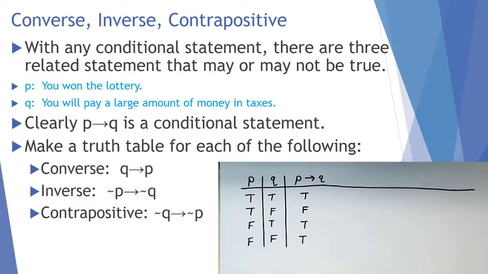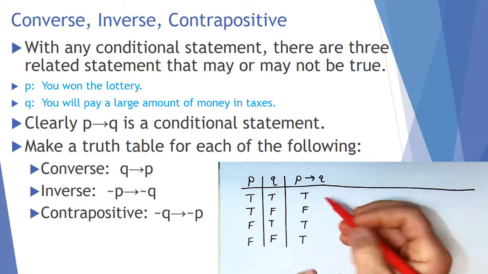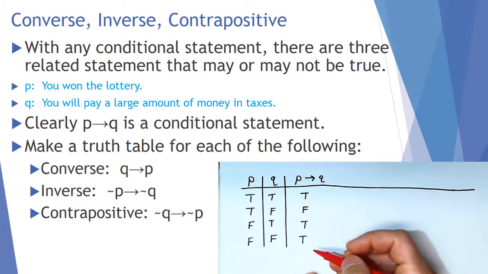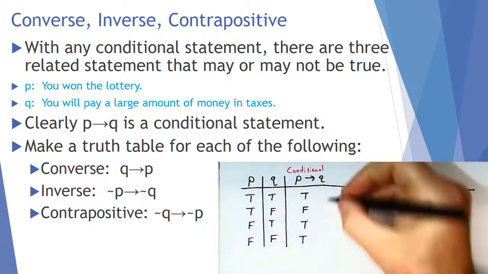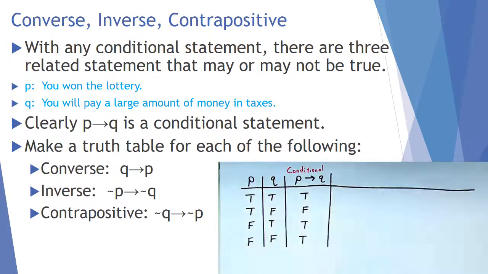Let's look at each of these three. Again, we're going to start with P and Q with the same four conditions. I'm going to leave our truth table's column of the conditional P implies Q here. In fact, I'm going to label that conditional. But let's map out a few other cases on this truth table, and I want you to make an observation.